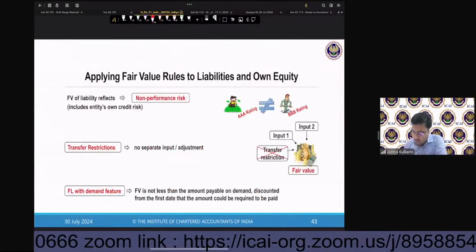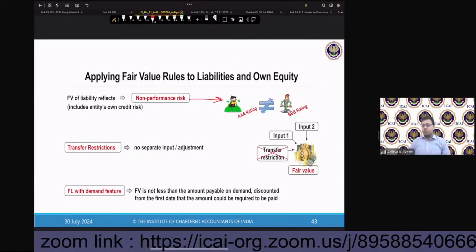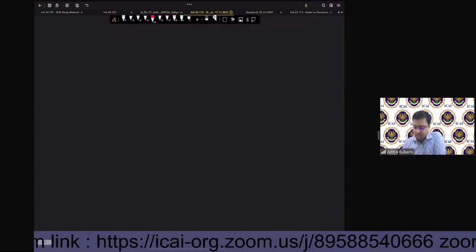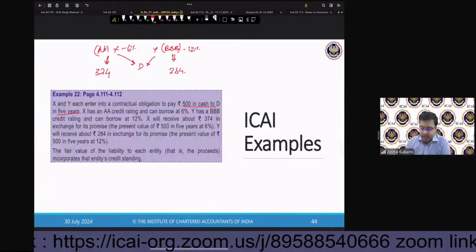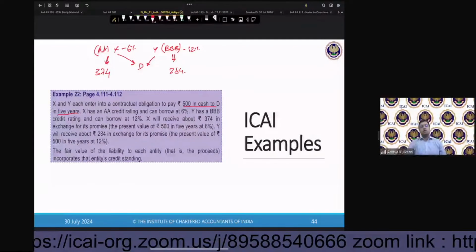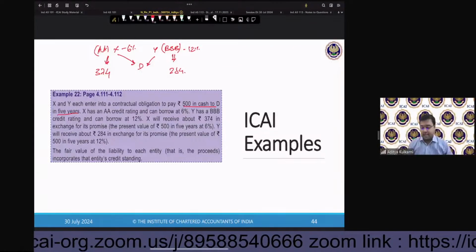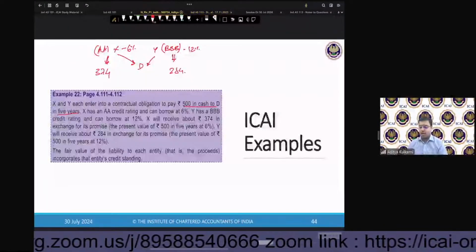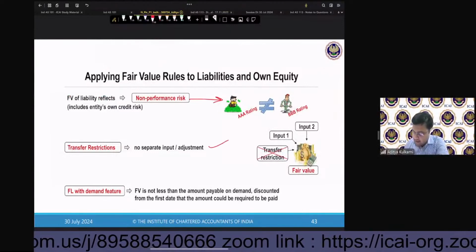So fair value of liability reflects non-performance risk. In our example that we saw, X getting 374, Y getting 284. Is this the reflection of their credit rating? Answer is absolutely yes, it is. So therefore, that becomes your understanding. Transfer restrictions, no adjustment required.